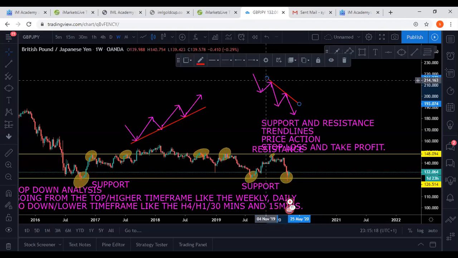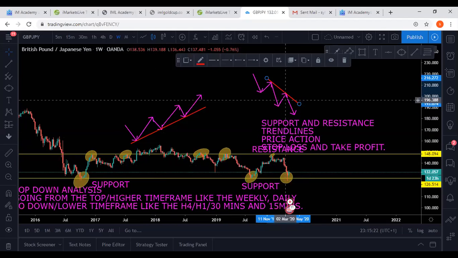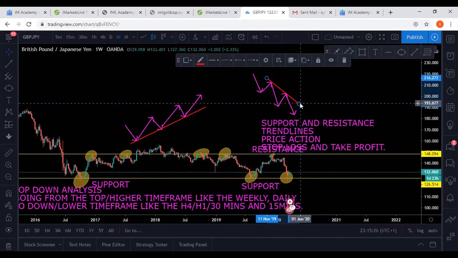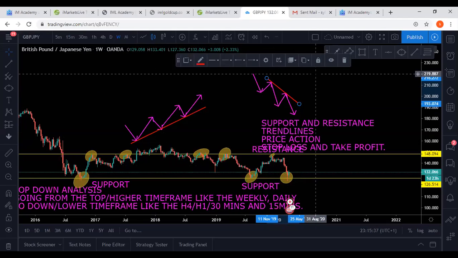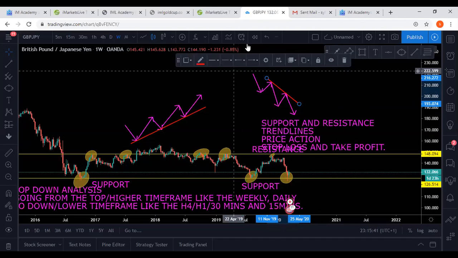Okay, so once you see your chart looking like this, just draw your trend line, and you've now identified that this is an uptrend or this is a downtrend. If you have an uptrend, you know that you should be looking for buys, right? If you have a downtrend, you know that you should be looking for sales. Very simple stuff.